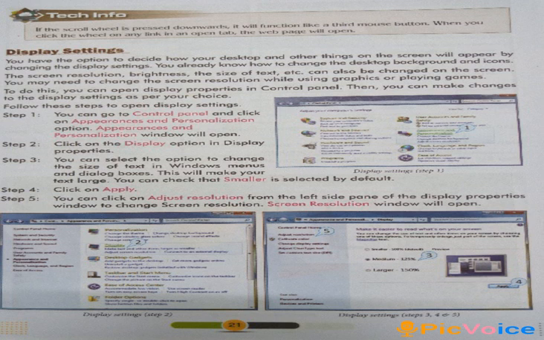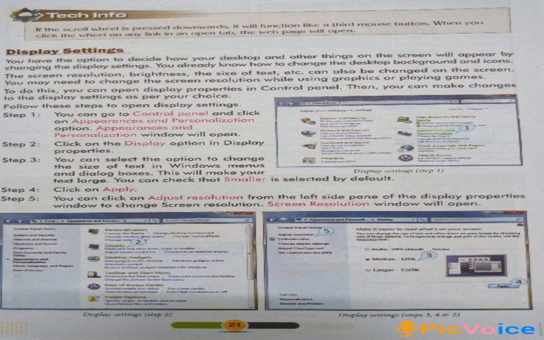Then step 3 is we can select the option to change the size of text in Windows menus and dialog boxes. This will make our text large. We can check that smaller is selected by default. Then step 4 is click on apply.